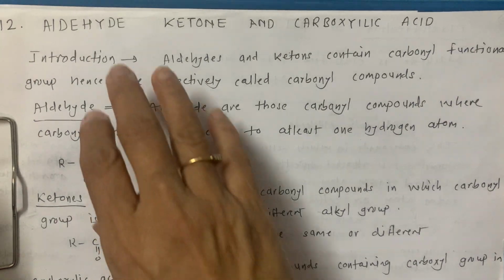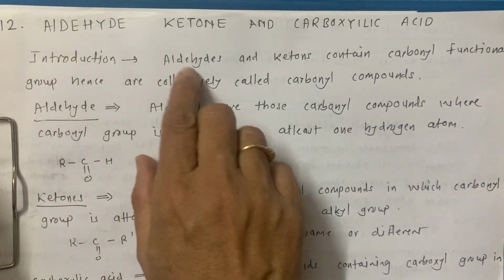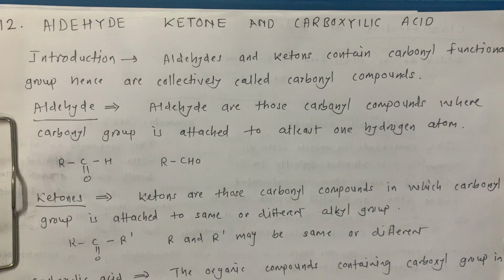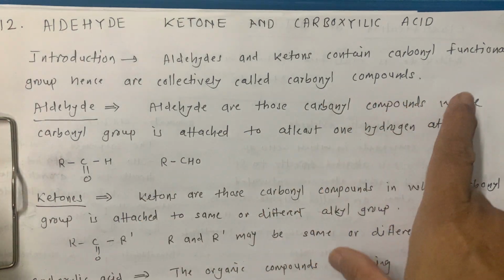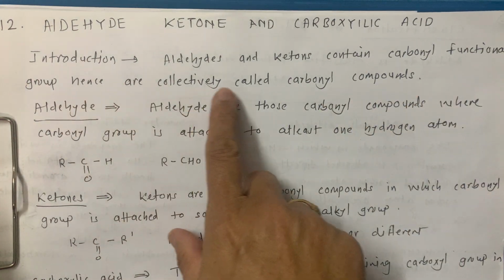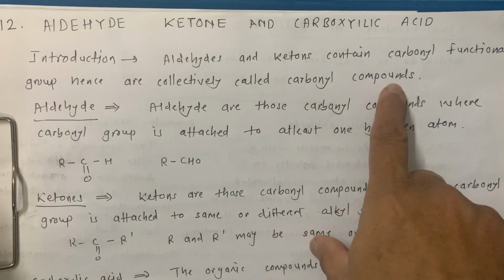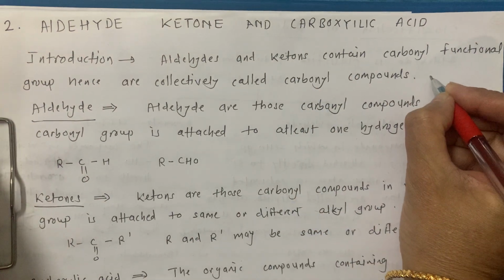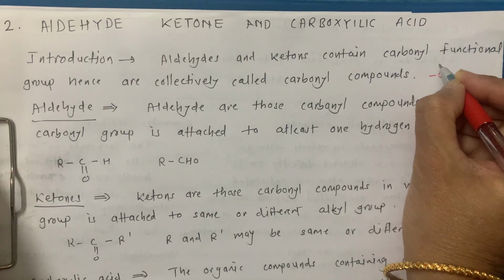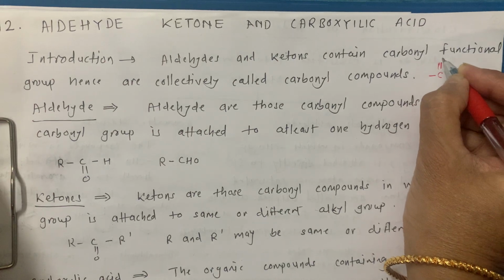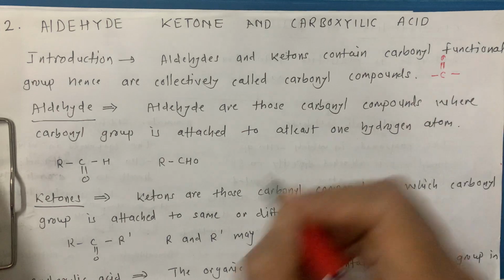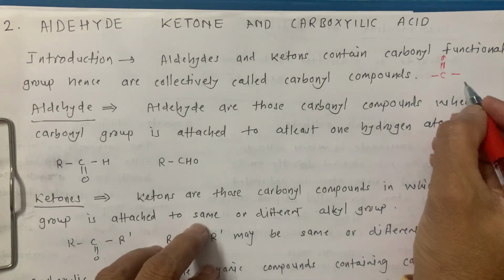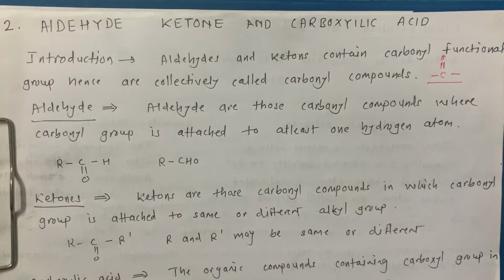So the first thing is the introduction. Aldehyde and ketone contain the carbonyl functional group, hence are collectively called carbonyl compounds. So what is the carbonyl compound? The carbonyl group is dash C double bond O dash. This is known as the carbonyl compound.